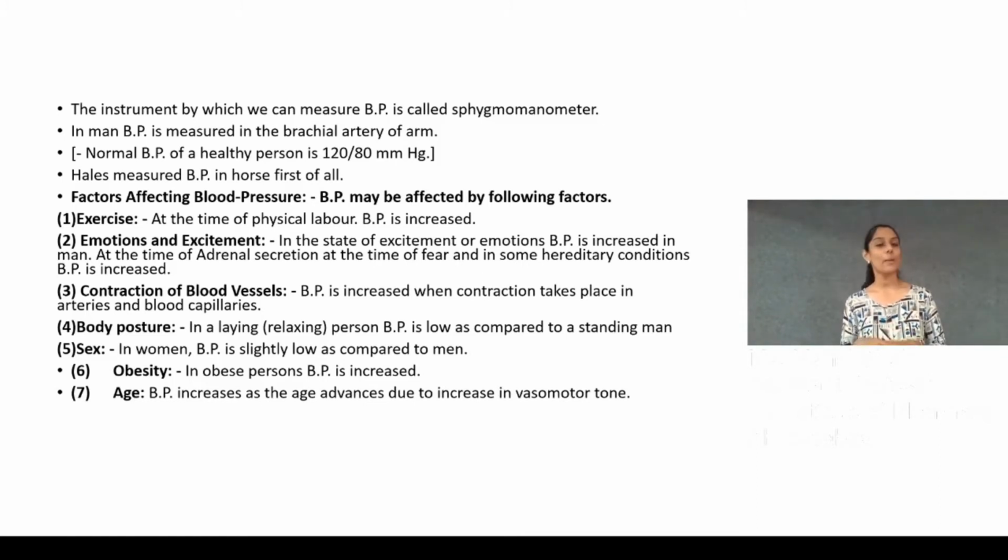The factors affecting blood pressure are, first, exercise. At the time of physical labor, blood pressure is increased. Emotions and excitement: in a state of excitement or emotions, blood pressure is increased in men. At the time of adrenal secretion, at the time of fear, and in some hereditary conditions, blood pressure is increased. Contraction of blood vessels: blood pressure is increased when contraction takes place in arteries, blood vessels and blood capillaries. Then body posture. In a relaxing condition, blood pressure is low as compared to that of a standing man. Then sex: in women, blood pressure is low as compared to men. Obesity: in obese persons, blood pressure is increased. Age: blood pressure increases as age advances due to increase in vasomotor tone.